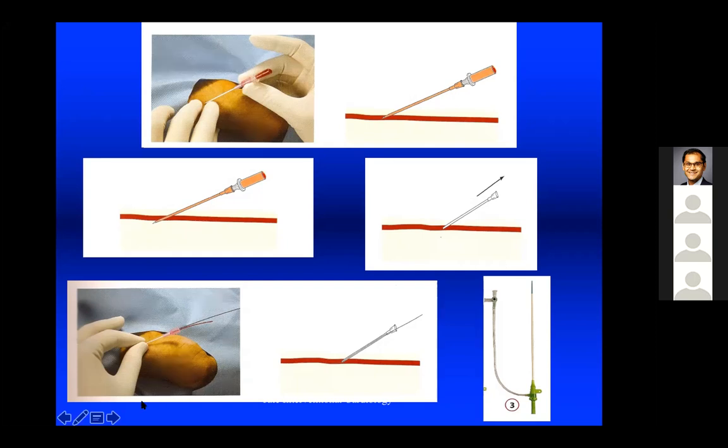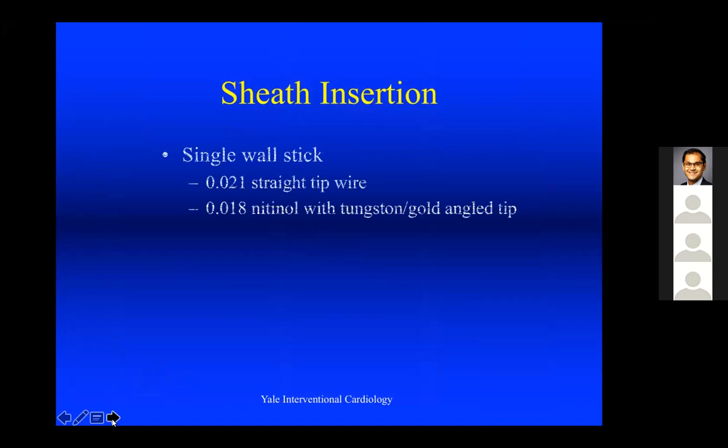Many fellows who come through from other institutions are more comfortable with this. Some of our own operators are more comfortable with this. My own bias is to use a single wall technique where you just use a needle and a straight tip wire. The straight tip wire comes in the radial sheath kit.